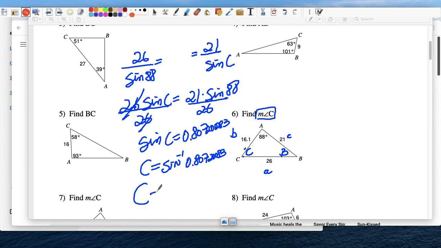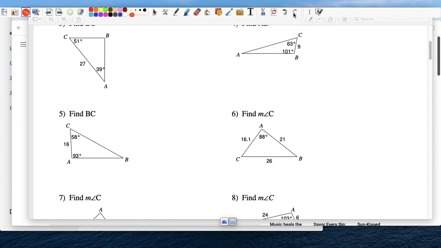Press it and enter that number, and you're going to get an angle. Angle C equals 53.82 degrees. So this guy here is 53.82. Now that you have angle C, you could actually find angle B, which would be 180 minus 88 minus 53.82. And again, if you were asked to solve for the triangle, the last step would be to set up a new proportion to find little b. Okay, that's it. It's that simple.